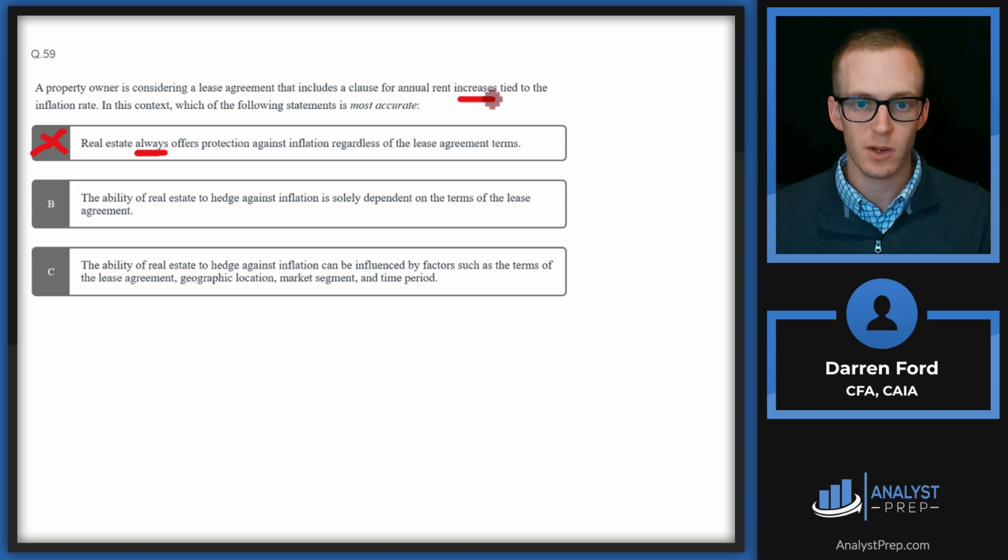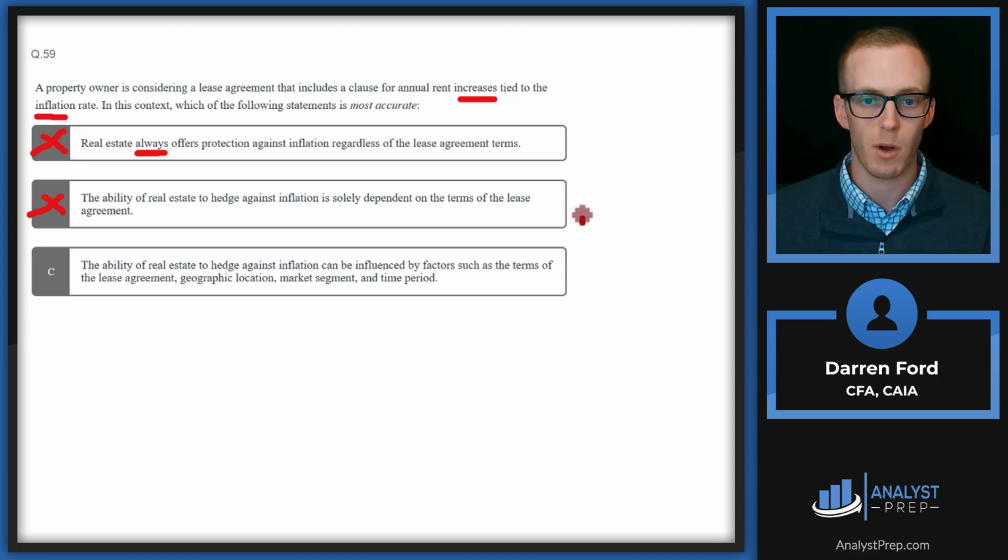If they didn't have these rent increases tied to inflation, then it certainly would not protect against inflation. B, the ability of real estate to hedge against inflation is solely dependent on the terms of the lease agreement. That's also incorrect, because we also have the appreciation component part of real estate. So we get our rents that we're collecting every month, or our cash flow, but the building that produces that cash flow can also go up in value. And sometimes when inflation rises, that can also lead to buildings and real assets to rise.